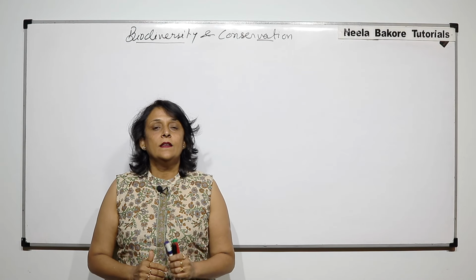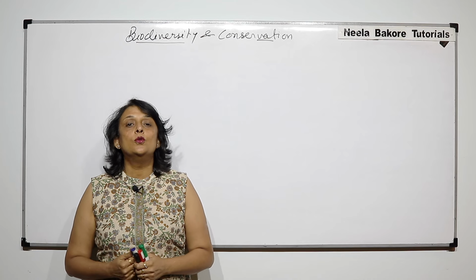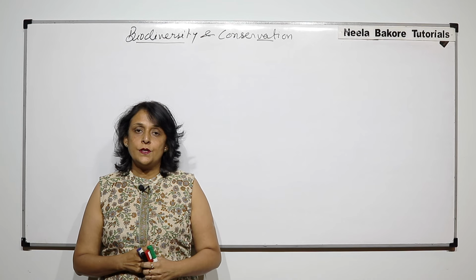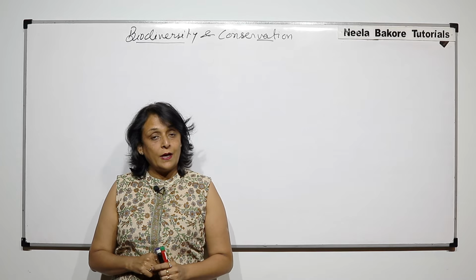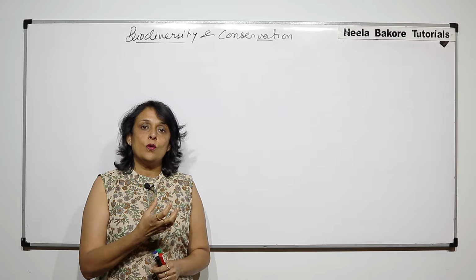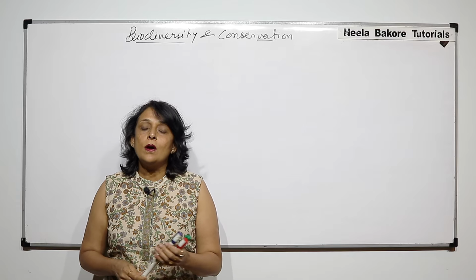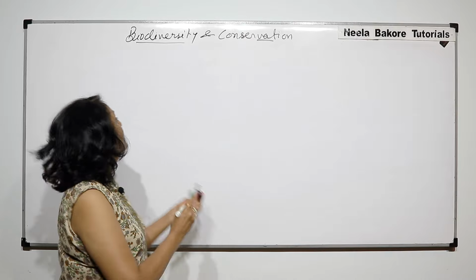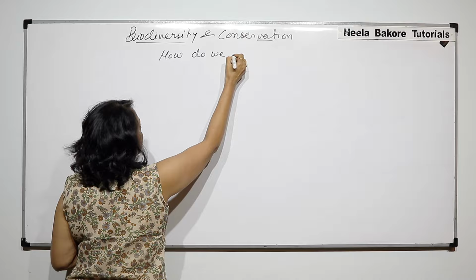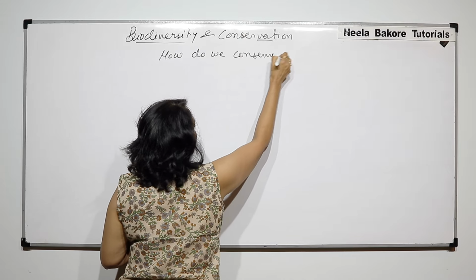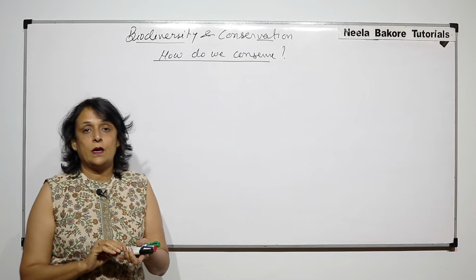We have seen the various causes which resulted or which are resulting into the loss of biodiversity. We have also talked about why should we conserve this biodiversity. There can be a narrow spectrum view, or it can be a broad spectrum view. Now we are going to talk about how do we conserve the biodiversity. So this is the question that we are going to be talking about.